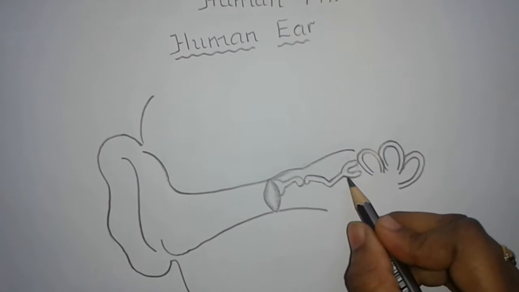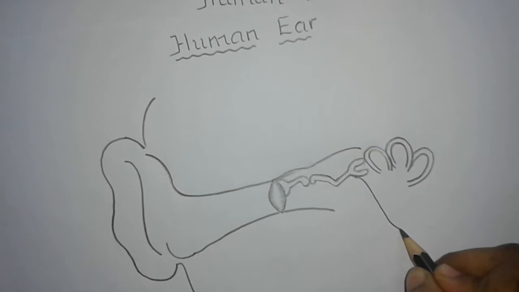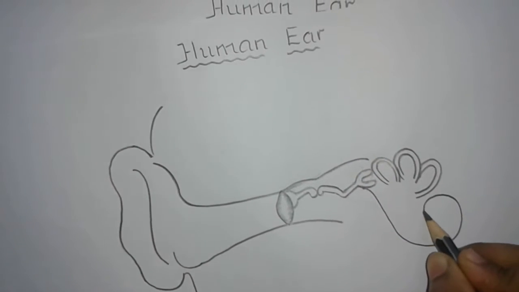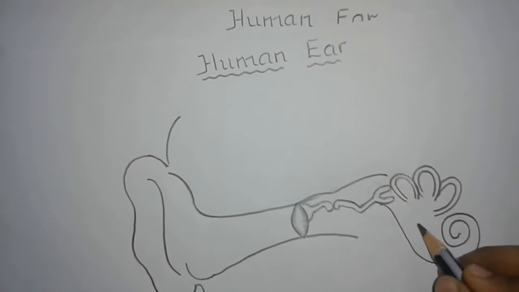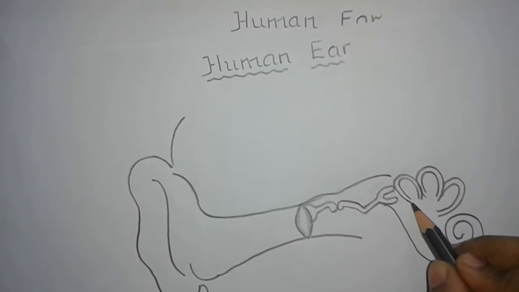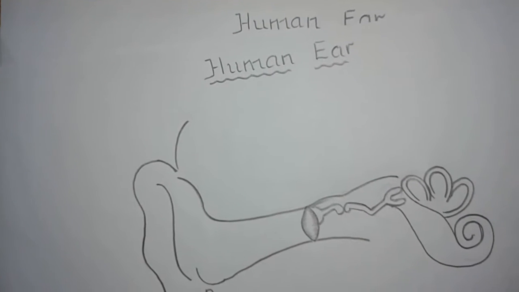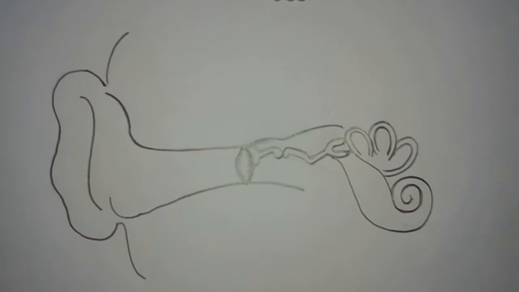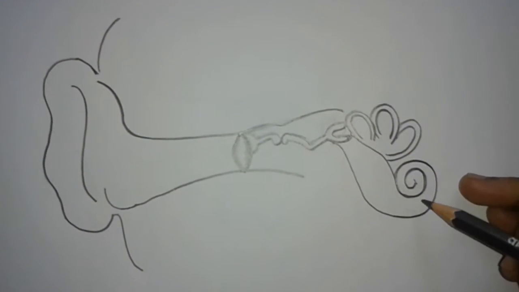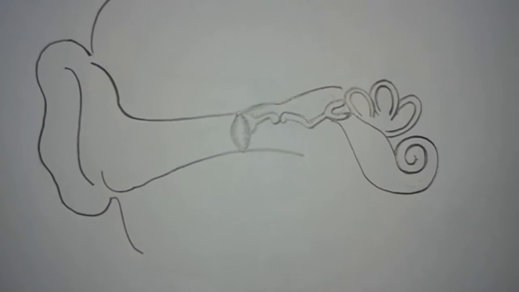The lower part of the inner ear is called the sacculus, and it has an appendage called the cochlea. Draw the cochlea like this. So this is the cochlea. The function of the utriculus and the sacculus is to maintain the balance of the body.